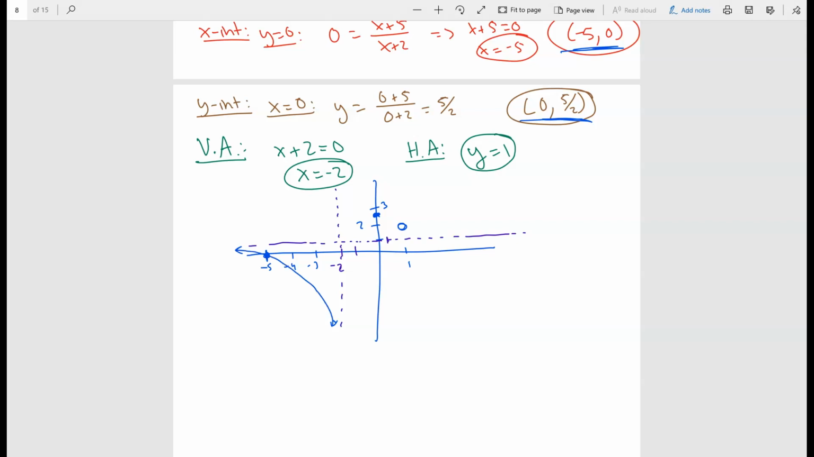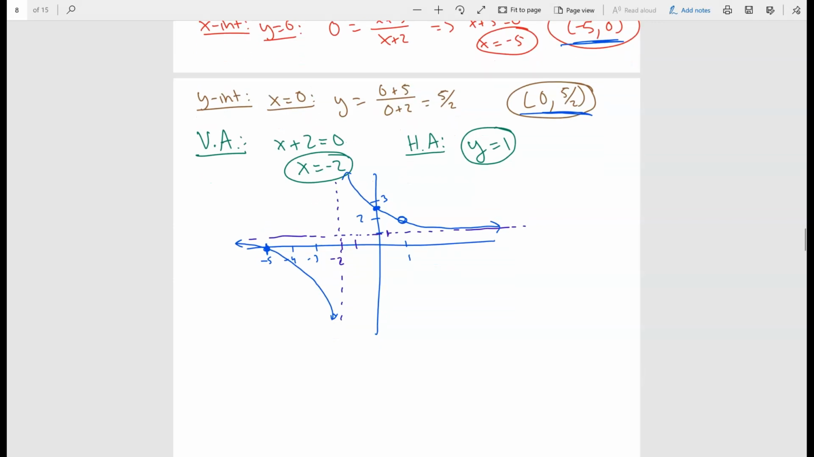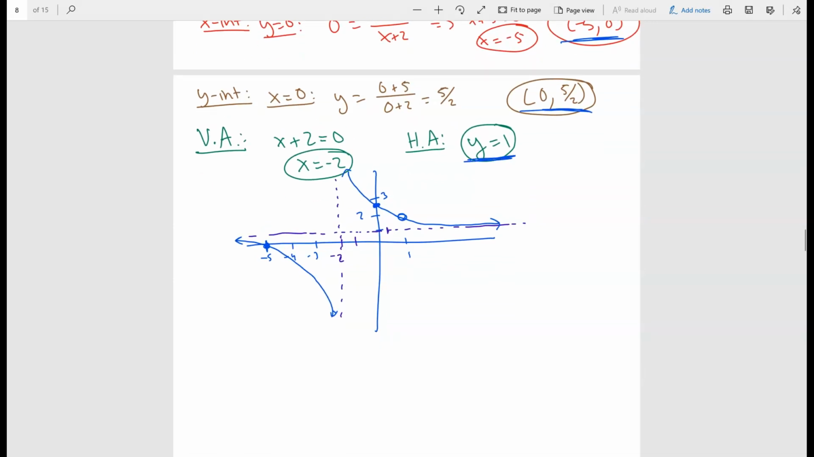Okay, and on the top part, it's going to cross, it's going to look like this. It's going to cross this guy. This is still an open circle, but it's going to continue on like that, as so.